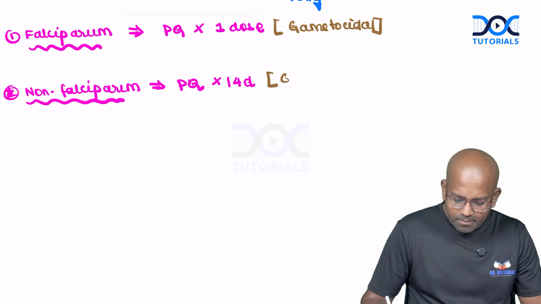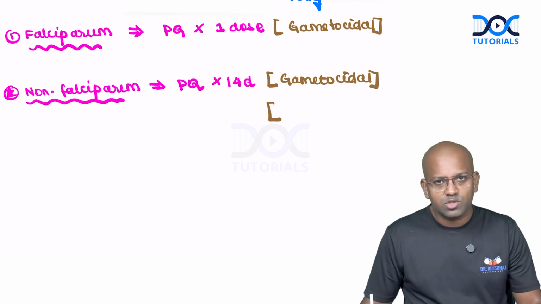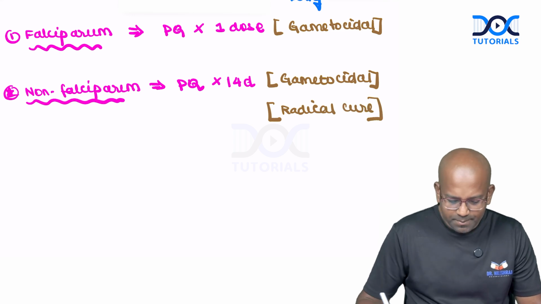Because as I've told already, here it is purely having a gametocidal property. Whereas here, it will be having gametocidal property, and also one more thing, what is that? Killing of Hypnozoites, we officially call it radical cure. Radical cure means killing of the Hypnozoites.